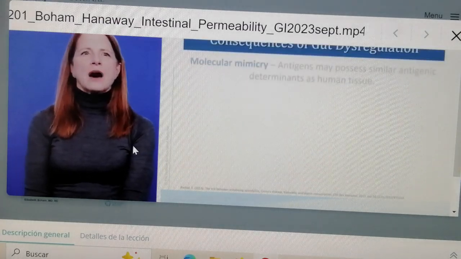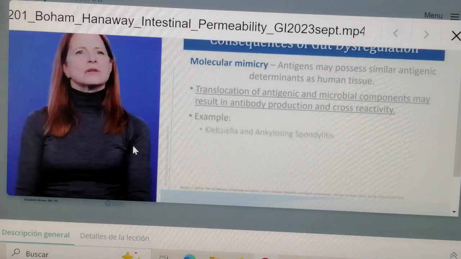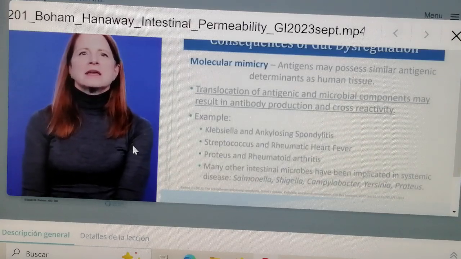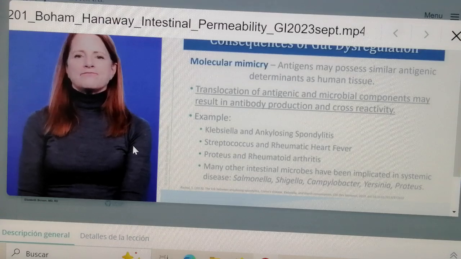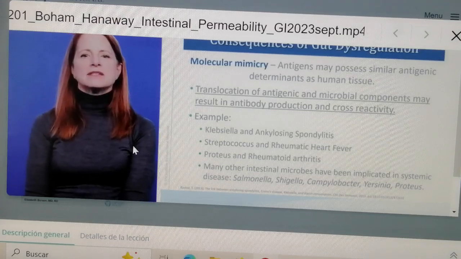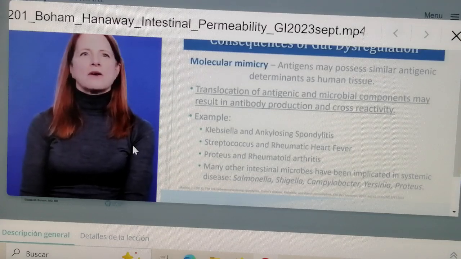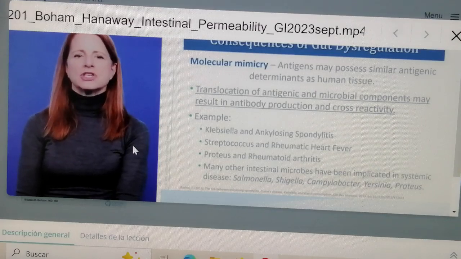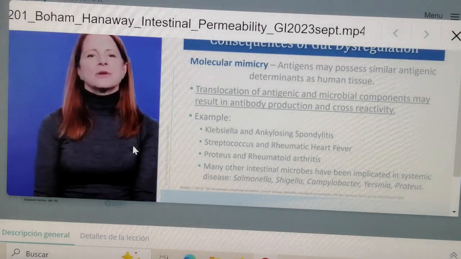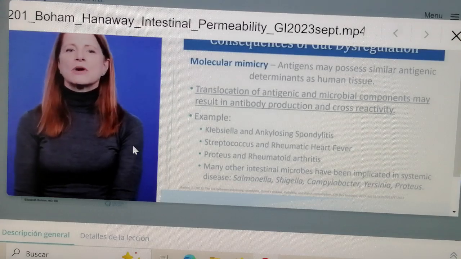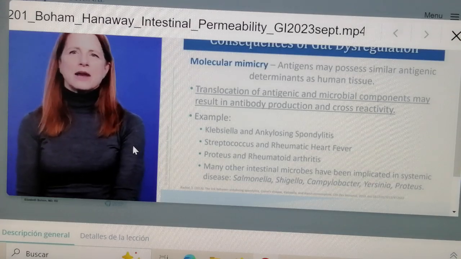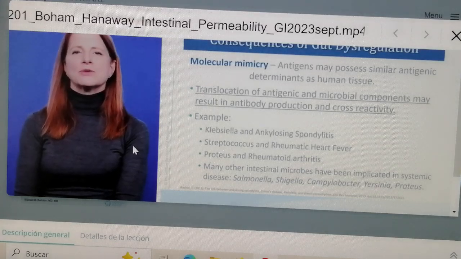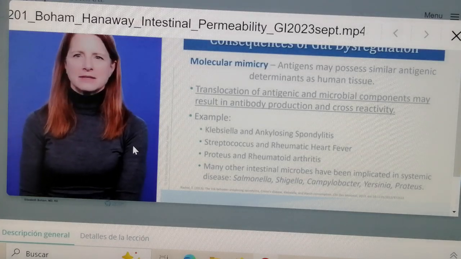And this has been really looked at throughout the years in terms of showing that antigens in the body can be very similar to antigens that the body is fighting off from outside the body, like a bacterial antigen. And so this translocation of antigenic and microbial components may create an antibody response that then can cross-react, or because of molecular mimicry, start to attack the body itself.